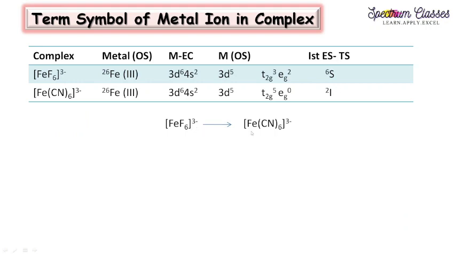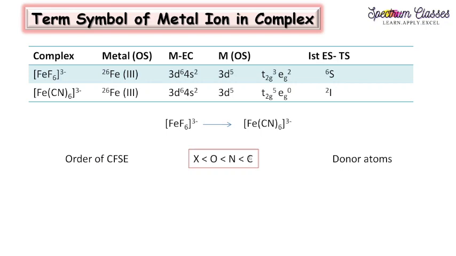So in the second step, we have to consider the CFSE, that is crystal field stabilization energy, for these two ligands. Fluorine is a weak field ligand and CN is a strong field ligand. You can memorize in this manner: first halogens, which have the lowest CFSE, then oxygen, then nitrogen, and then carbon. These are the donor atoms, and the carbon donor atom has the maximum crystal field stabilization energy. I will discuss crystal field stabilization energy in detail in the coordination compound videos, proposed next to this series.